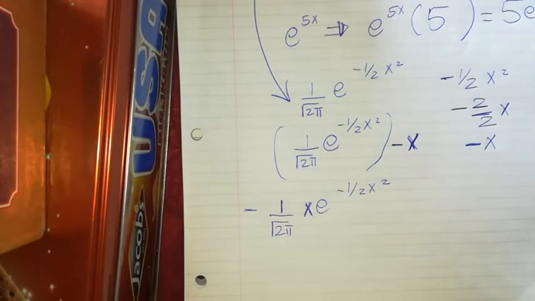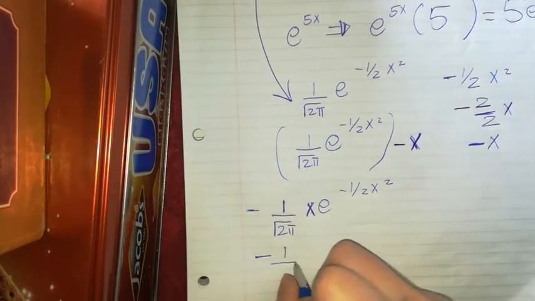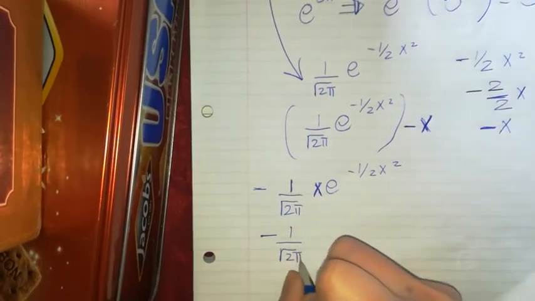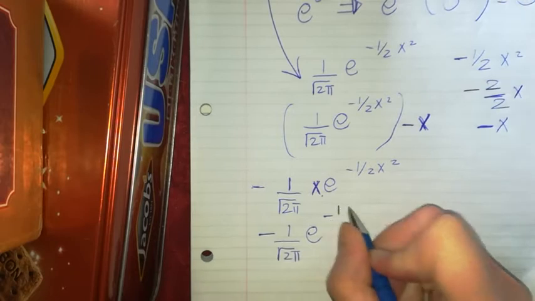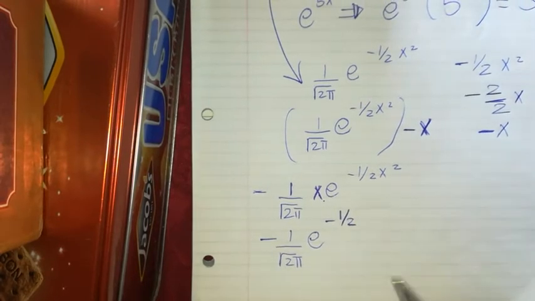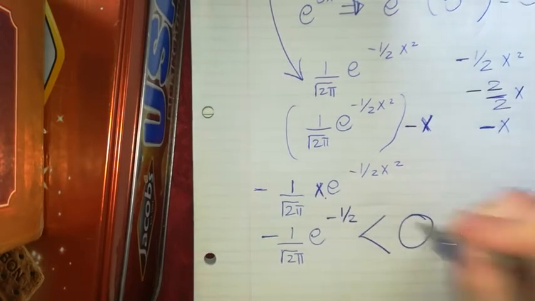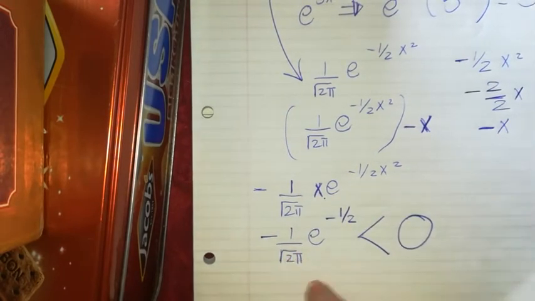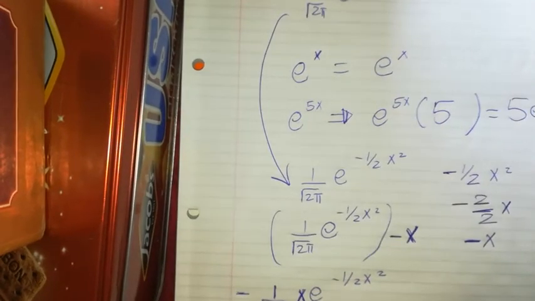So it's decreasing at C. I'm going to have to put in my x value at C. So my x value at C is 1. So minus 1 over root 2 pi, and then x is 1, so it'll just be 1 to the minus a half. So this is always going to be negative, so it is less than 0. Because the slope is less than 0, it's going to be decreasing. So then that's that one.